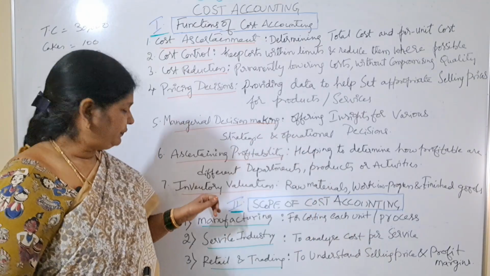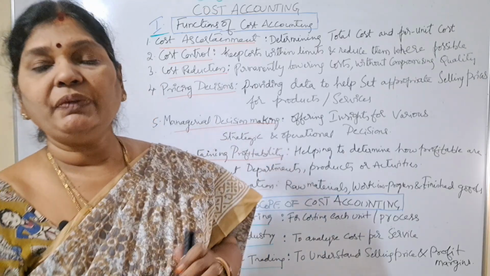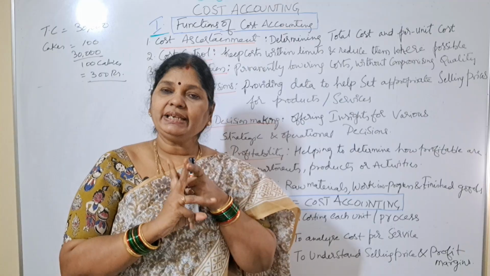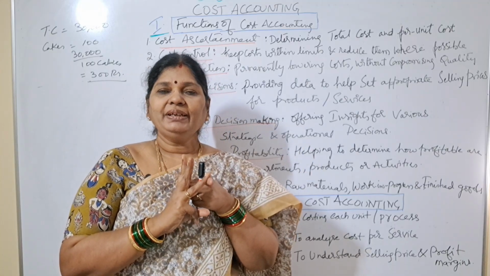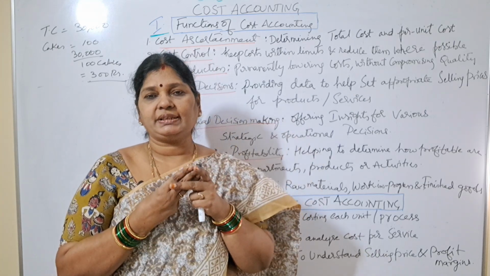Coming to the last function of cost accounting, inventory valuation. See, inventory means we have to understand that there are three types. First one is raw materials. Second one is work in progress. Third one is finished goods, right? So we have to value our inventory at these three stages.